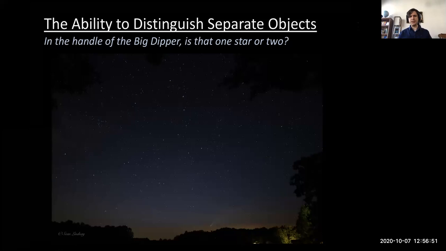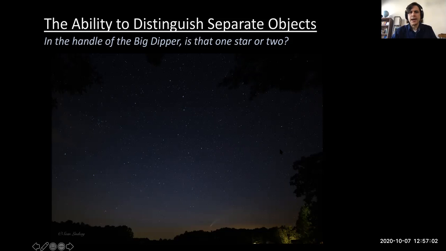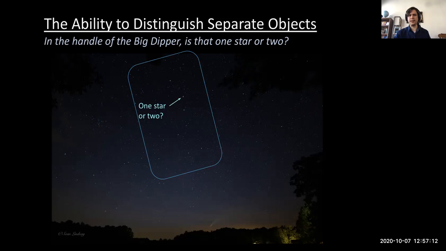So here is an image of the sky. You maybe have already picked out that this is looking at the Big Dipper, which you can see right here. And we're going to ask a question. Let's take a look at the Big Dipper. So there I've highlighted the Big Dipper, so hopefully everybody can see that now. And then let's look right there. Is that one star or is that two stars?